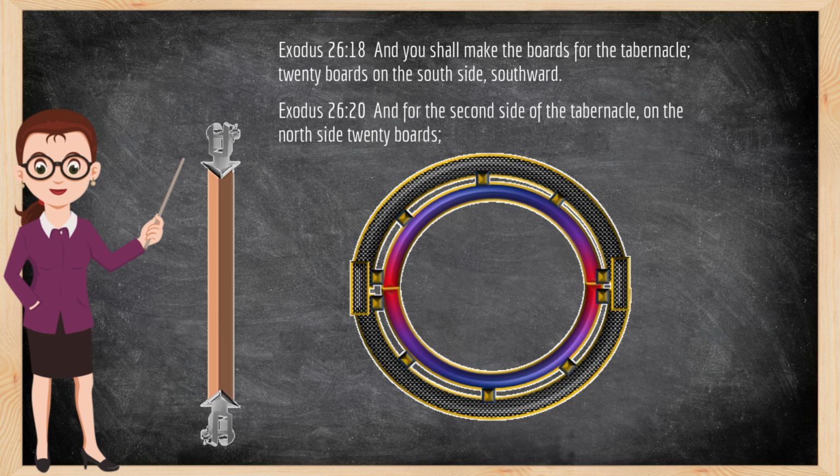Exodus 26:18. And you shall make the boards of the tabernacle 20 boards on the south side, southward. Verse 20. And for the second side of the tabernacle on the north side, 20 boards. So we have 40 boards, which equal the 40 days of the retrograde of Venus.